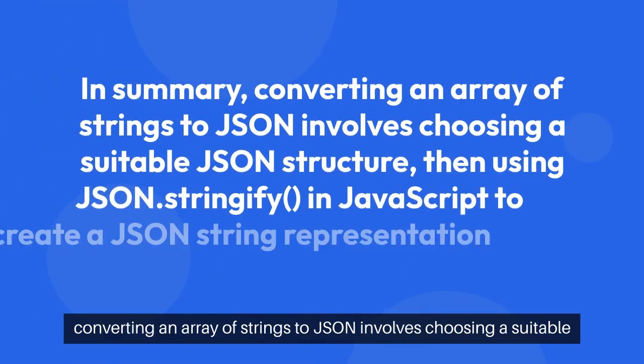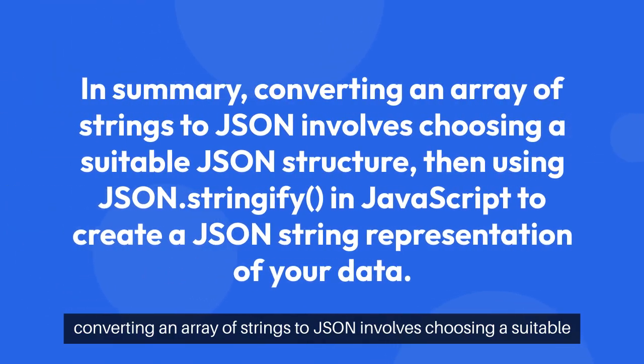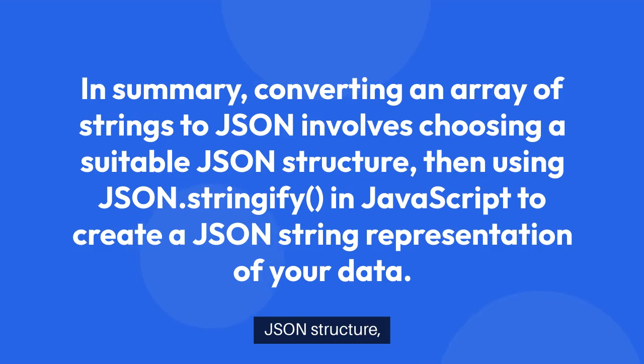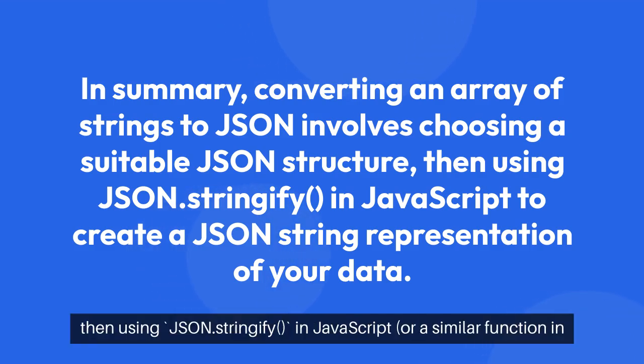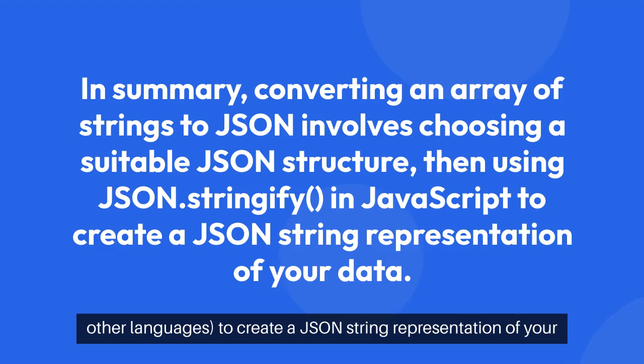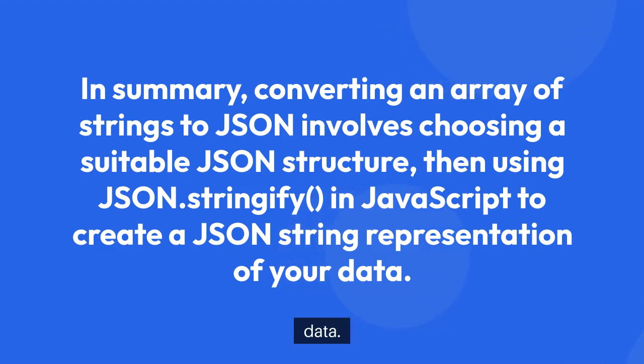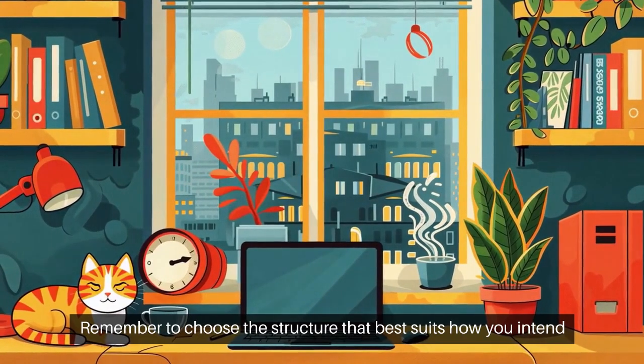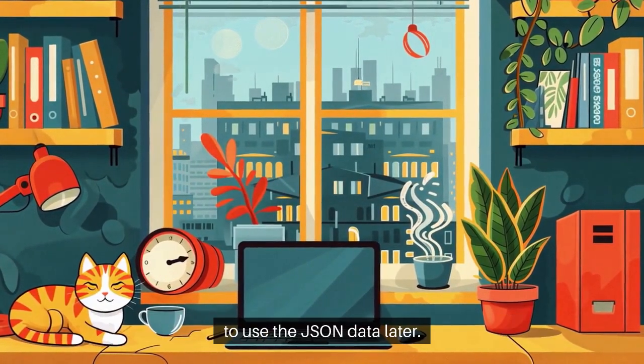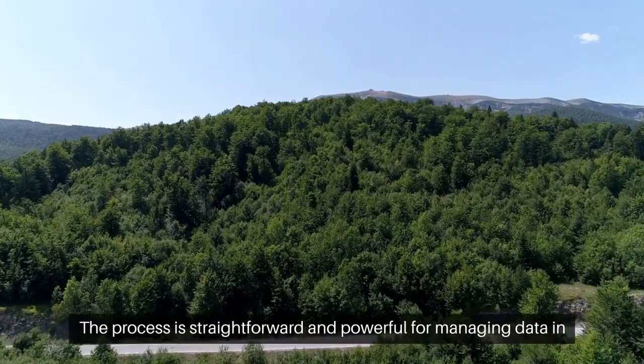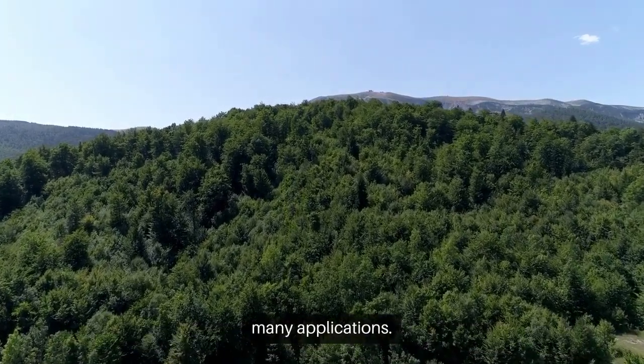In summary, converting an array of strings to JSON involves choosing a suitable JSON structure, then using JSON.stringify in JavaScript or a similar function in other languages to create a JSON string representation of your data. Remember to choose the structure that best suits how you intend to use the JSON data later. The process is straightforward and powerful for managing data in many applications.